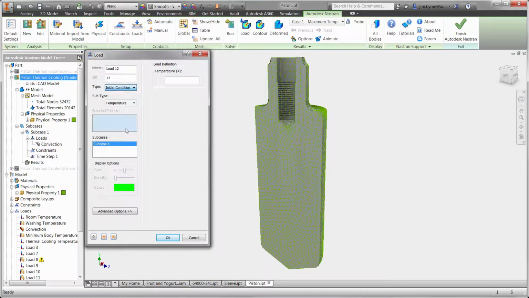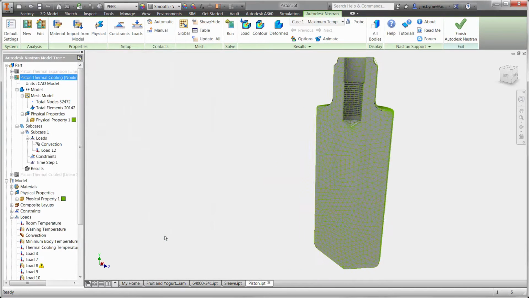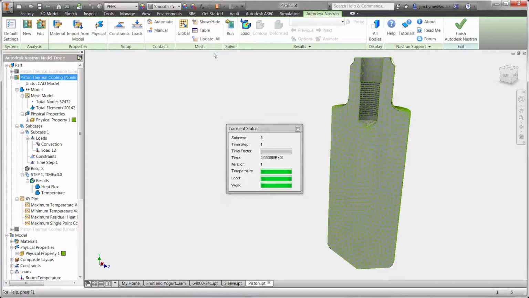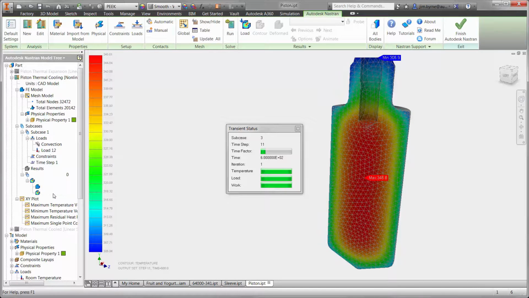Now let's find out how long it takes to cool the piston. Once again, we are starting at the peak temperature of 350 degrees Kelvin. The convection is the same as the sleeve study. As you have seen with the calculation on the sleeve, we can monitor the cooling behavior of the piston as well.